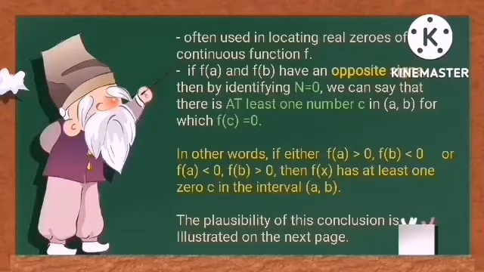This fact is often used in locating real zeros of a continuous function f. If f(a) and f(b) have opposite signs, then by identifying n equals 0, we can say that there is at least one number c in [a, b] for which f(c) is equal to 0. In other words, if either f(a) is greater than 0 and f(b) is less than 0, or vice versa, then f(x) has at least one zero c in the interval [a, b].